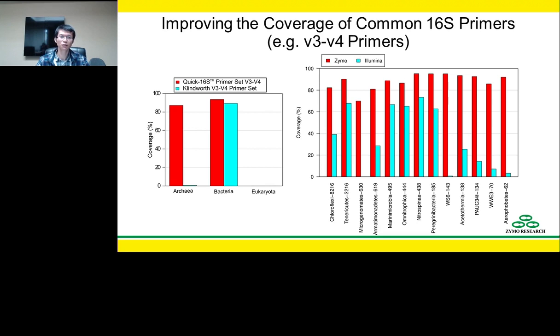As you might know, the common V3-V4 primers only cover the domain of bacteria and have no coverage for either archaea or eukaryotes. We designed the primers and managed to expand the coverage to cover the majority of archaea. The red columns indicate the coverage of our current primers. At the same time, we also improved the coverage for major bacterial phyla as well, which is shown in this figure.